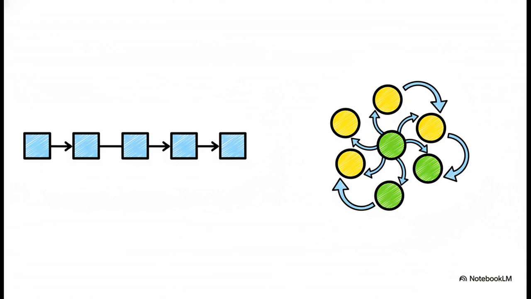LangGraph, on the other hand, introduces cyclical graphs. This is a real game changer because it means your agent can loop, branch out, research data, split tasks, synthesize information, and dynamically decide what to do next based purely on the current state of the workflow.